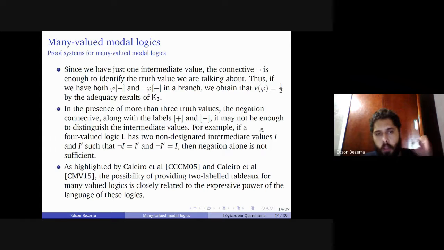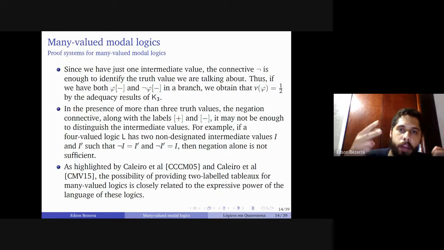The example is simple. Consider a four-valued logic which has two non-designated intermediate values, I and I prime, such that the negation of I is I prime, and the negation of I prime is I. For example, if you take the family of Lukasiewicz logics and the family of Kleene logics, if we consider the four-valued logic of Kleene and the four-valued logic of Lukasiewicz, we face this problem. You cannot distinguish the intermediate values in terms of negation. This difficulty can be a problem if we want to provide a tableau system for these logics.